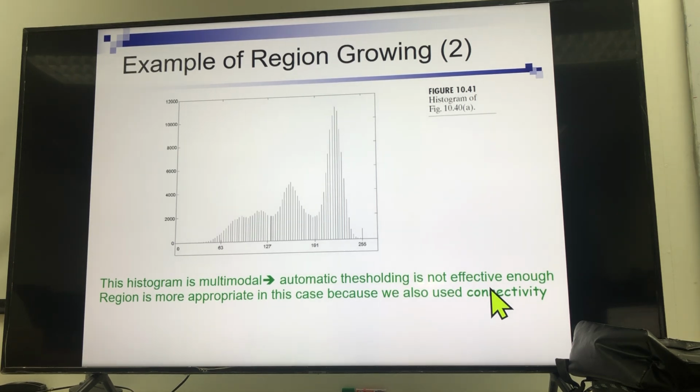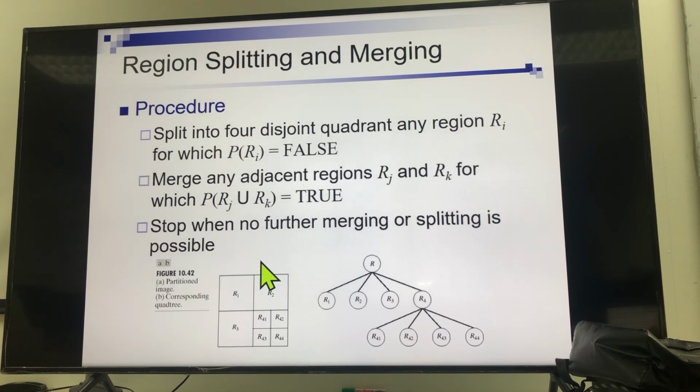It's better than simple thresholding. It has been proven that region growing is better than thresholding when the threshold is hard to find, for example, like this. If you do thresholding, you can see that some different regions may not be connected. But with region growing, you are sure that they are connected.